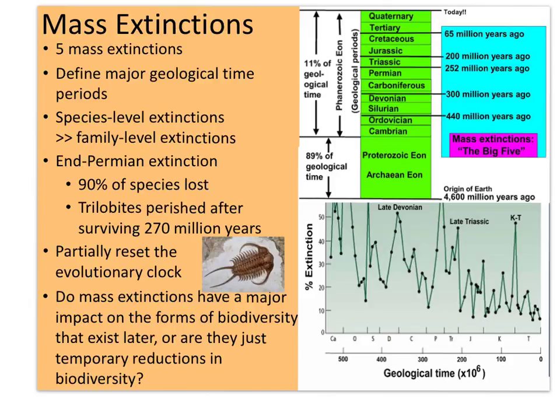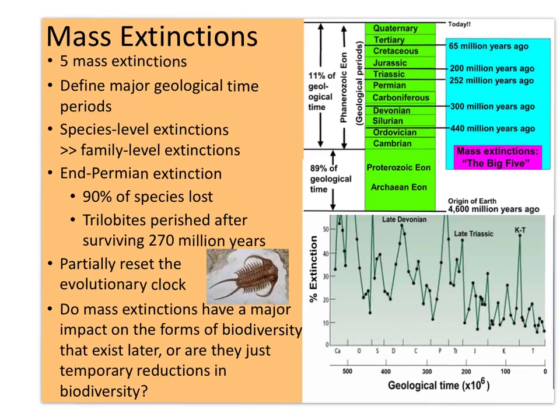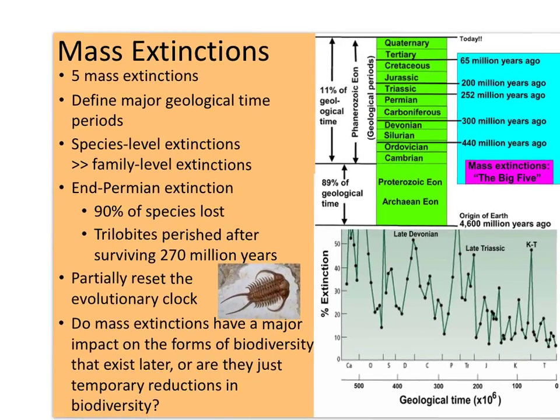A mass extinction not only includes species going extinct, but whole groups of species. The biggest mass extinction, I got it cut off. Anyway, it's right here. It's the end Permian mass extinction.